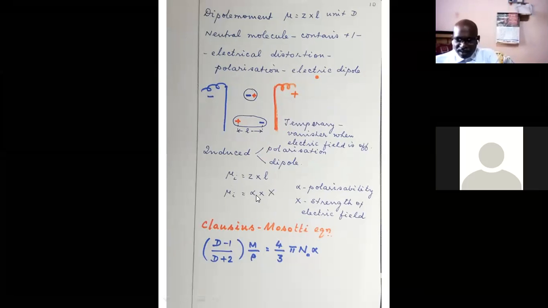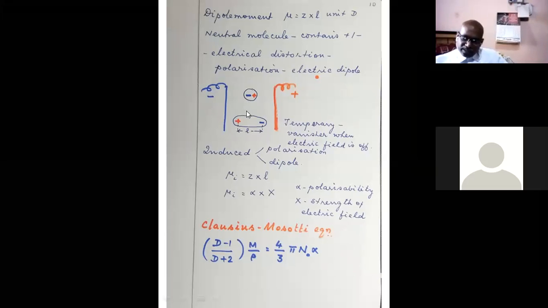What is alpha? Alpha is called the polarizability of the molecule, and X is the strength of the external electric field. You should understand one more thing. If the strength of the electric field passed between these two plates is high, then the separation L will also be high.